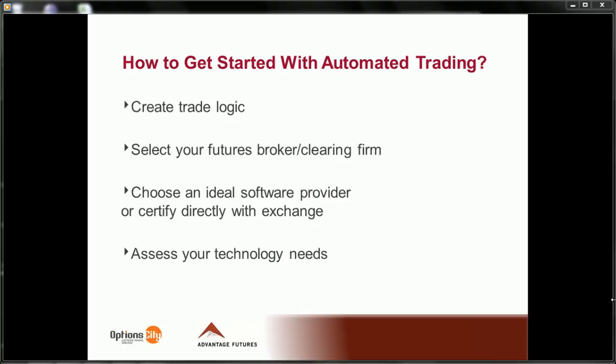Ultimately, you have to pick an appropriate futures broker for you, whether you're technology sensitive or not. It depends on what you're up to, but ultimately, you want to pick a provider that's partnered with the software that you want to use, like ourselves and OptionsCity here. I think there's a correct answer to these two bullet points in the middle. I think it starts with an A.